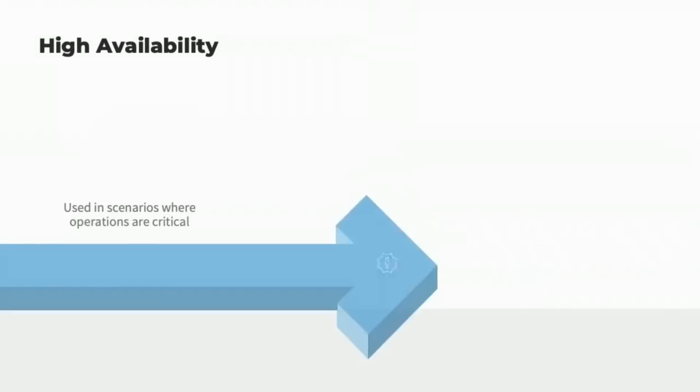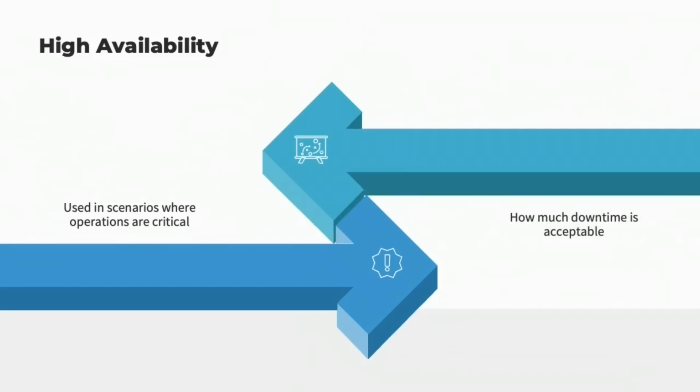But the implementation of high availability is effectively based on the determination of which services are deemed to be most critical, which of course is entirely dependent on the nature of the organization, but that is then contrasted with how much downtime is acceptable to determine the desired level of availability.